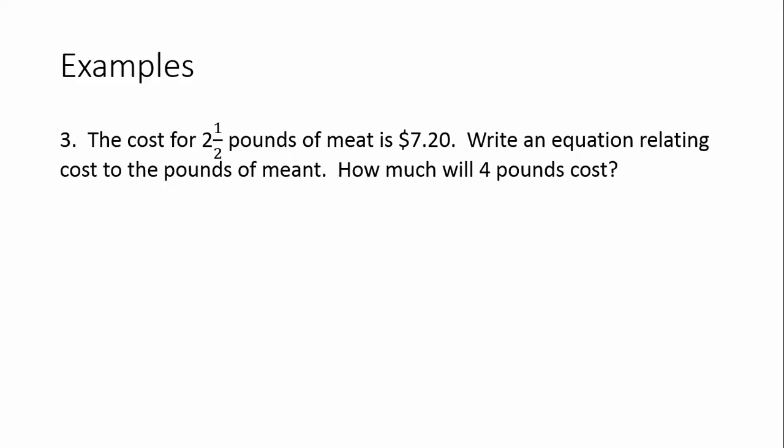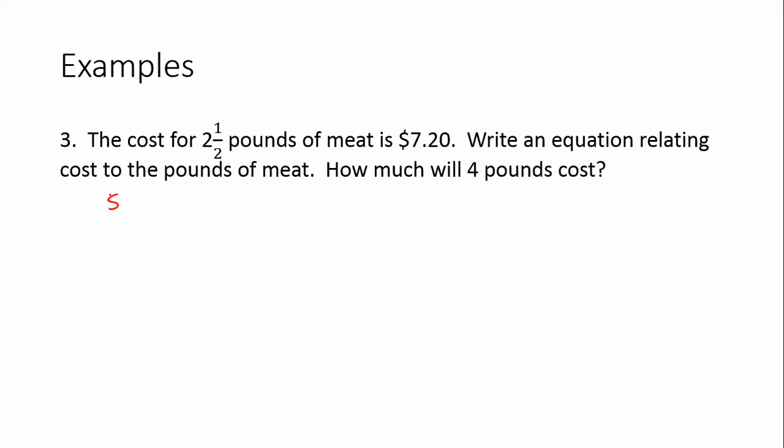Now let's look at some examples where we talk about that constant of proportionality. So we have the cost for 2.5 pounds of meat is $2.70. We need to write an equation that relates the cost to pounds of meat. And then we want to figure out how much 4 pounds will cost. But before we do this, we first need to find the unit rate. How much is 1 pound of meat?